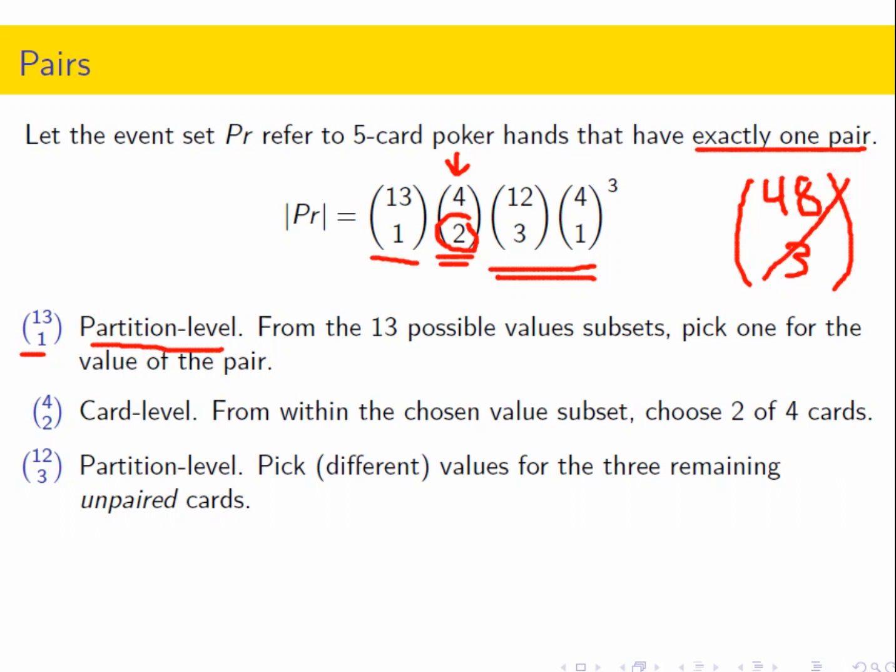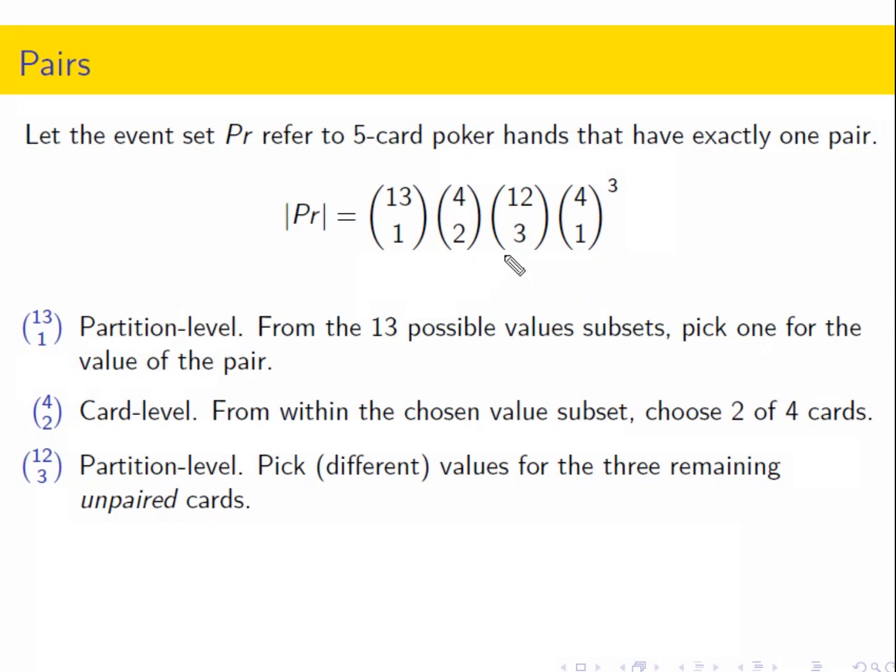What this will do for us if we use this partition level pick, this 12 choose 3, is get me 3 different values. Because I'm using 12, I'm ignoring the one that got chosen here. So from the 12 remaining subsets that didn't get picked here, I'm picking 3 of them. Now, each one of these 4 choose 1 terms is going inside a value and picking one of the 4 possible cards. So this is 4 times 4 times 4, which is equal to 64. The 4 choose 1 cubed is equal to 64.